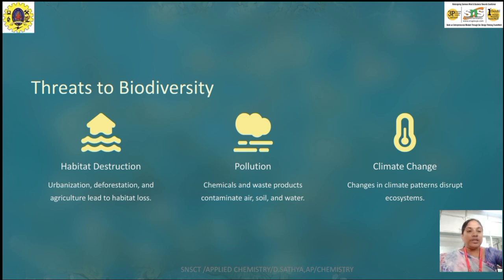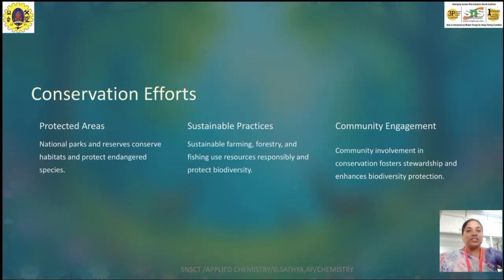The threats to biodiversity and also the conservation efforts: protected areas, sustainable practices and community engagement. This is also very important for biodiversity. National parks and reserves protect habitats and endangered species.